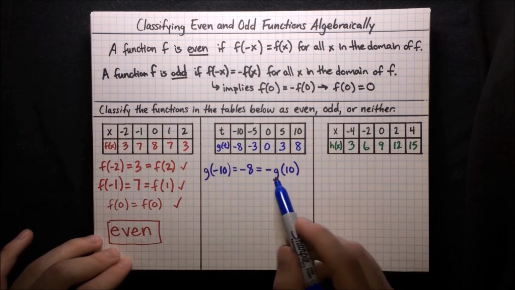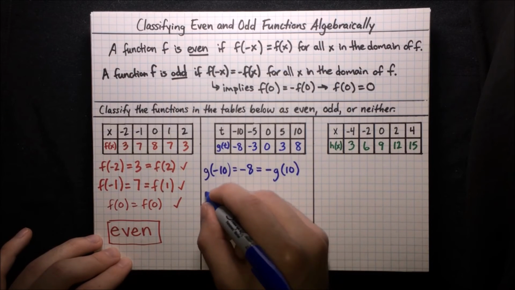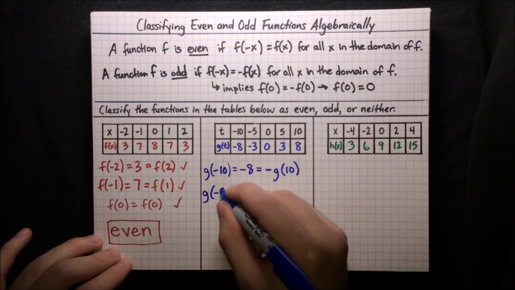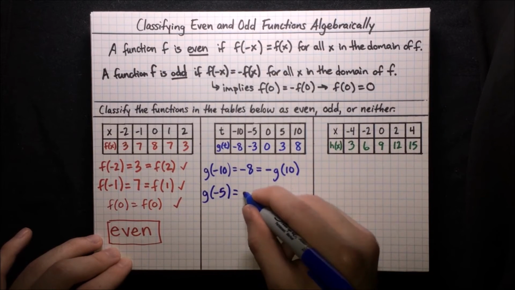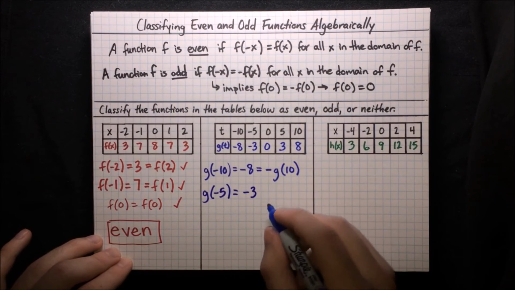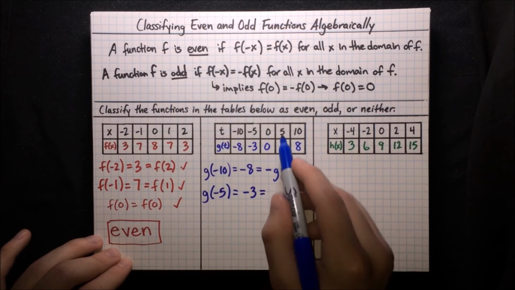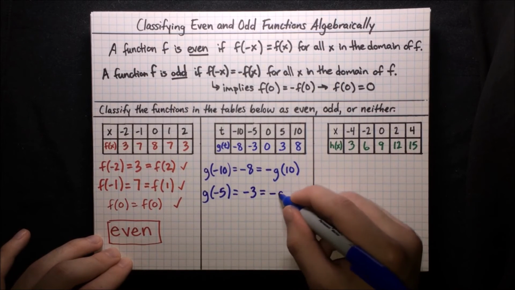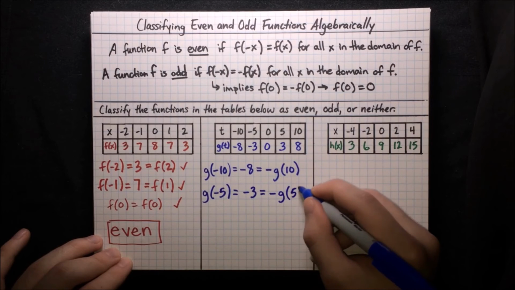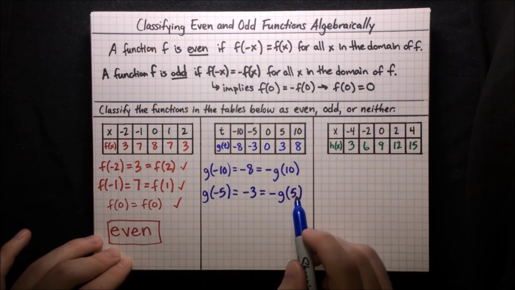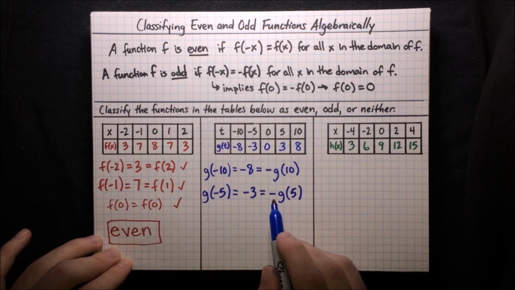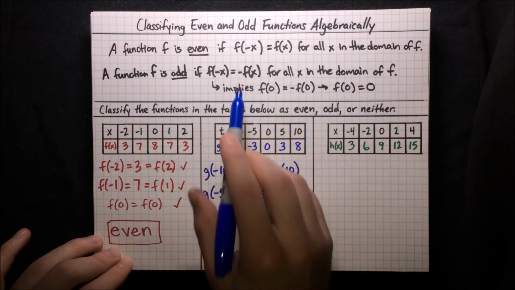Okay, so why don't we test this on the other value? G of negative 5 is equal to negative 3. And how does that compare to g of 5? Well, g of 5 is 3, so this is negative of g of 5. So again, when we switch the sign of the input, the sign of the output changes as well. We've got that negative sign in front of the function here. So that's again looking like the function is odd.